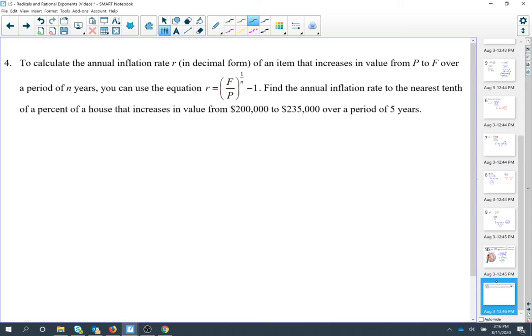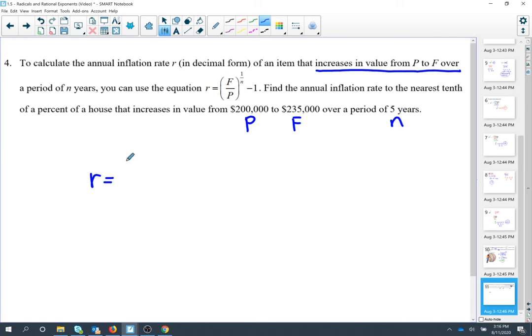Okay, so we have to find the annual inflation rate. The annual inflation rate is R, so R equals. That's what we're trying to find. Now we just need to figure out where to substitute all of these fantastic values. So it says of an item that increases from P to F. So this house increased from 200,000 to 235,000. So this is P and this is F over a period of 5 years. And it says n years. So this must be n.